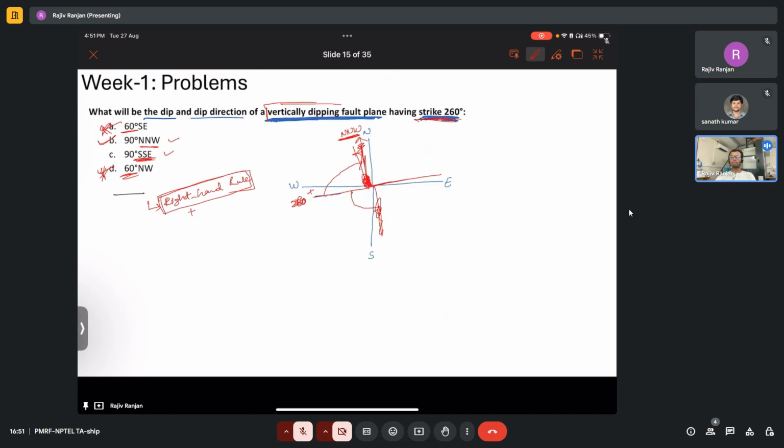That is why, generally, when we go to a field, we always try to use the right hand rule. We place our hands and try to see where the strike is, and then if we add 90 we get the dip direction. It is a very simple way. But the convention is to add 90 degrees to the strike, and you get the dip direction.